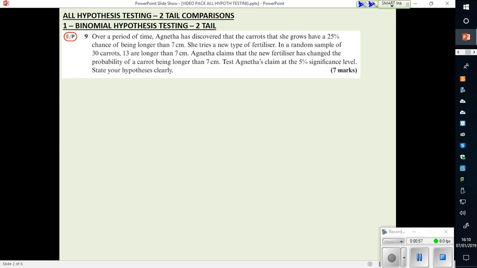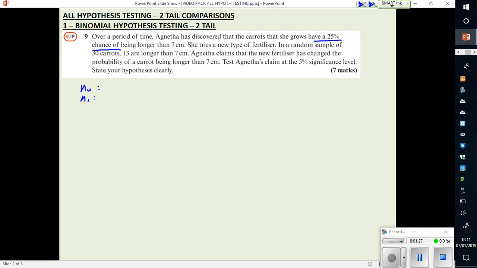So over a period of time, Agatha has discovered that carrots that she grows have a 25% chance of being longer than 7 centimeters. She tries a new type of fertilizer. In a random sample of 30 carrots, 13 are longer than 7. Agatha claims that the new fertilizer has changed the probability of a carrot being longer than 7. Test the claim. Okay, so H0, H1 is always our standard.